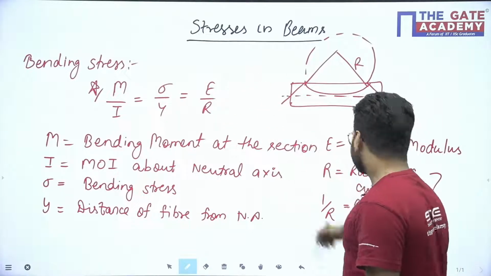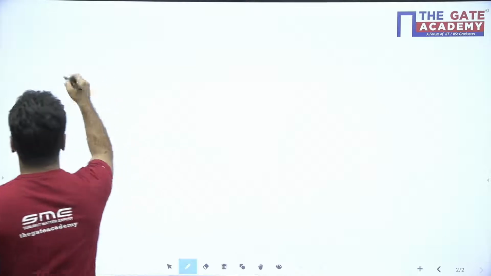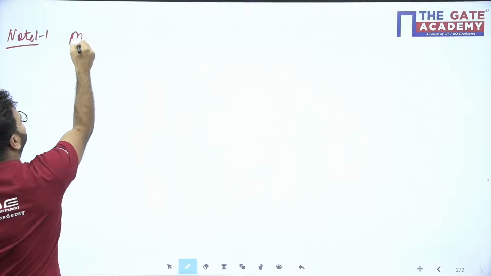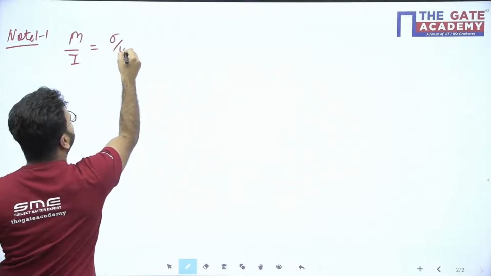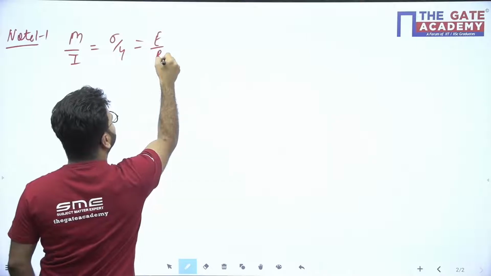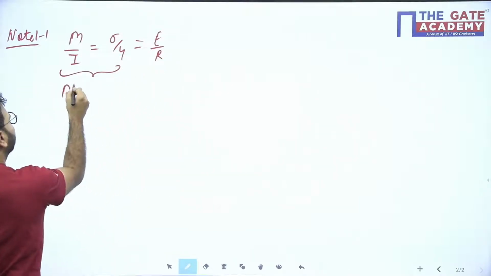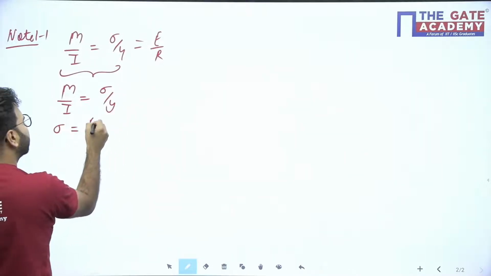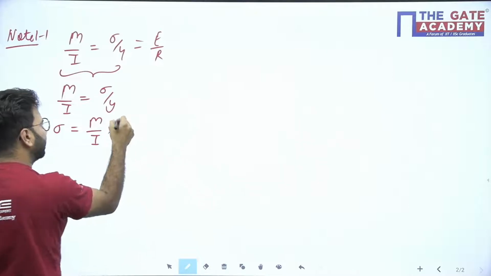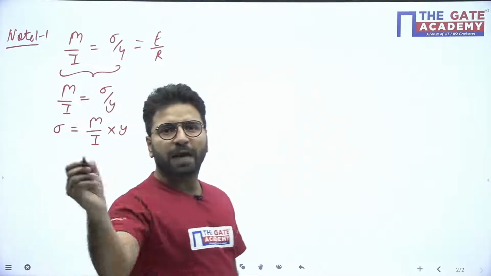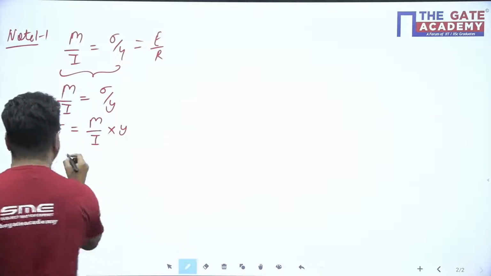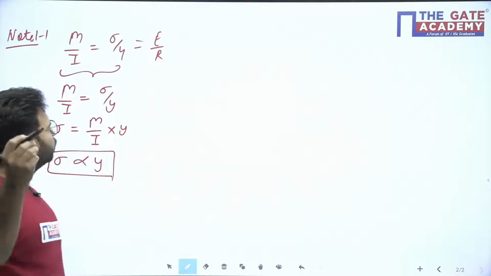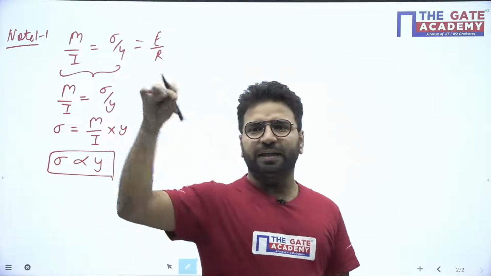Let's write some notes now. Note 1. You know M upon I is equal to sigma upon y is equal to E upon R. I am taking the first two terms. So M upon I is equal to sigma upon y. Can I say here sigma is equal to M upon I into y? Yes or no? Can I also say sigma is directly proportional to y?